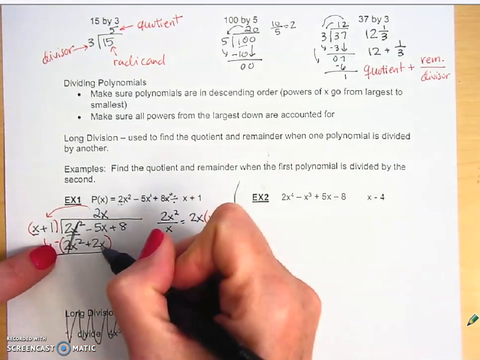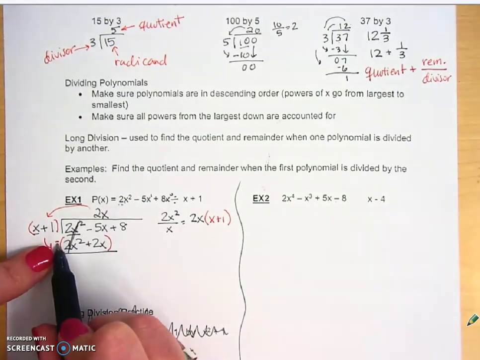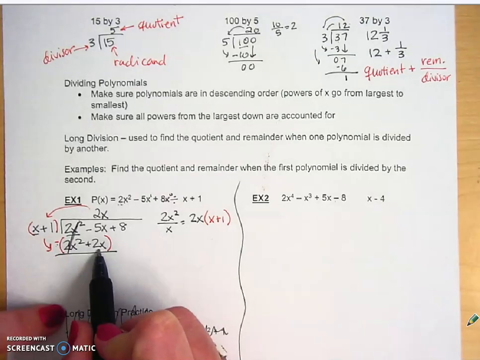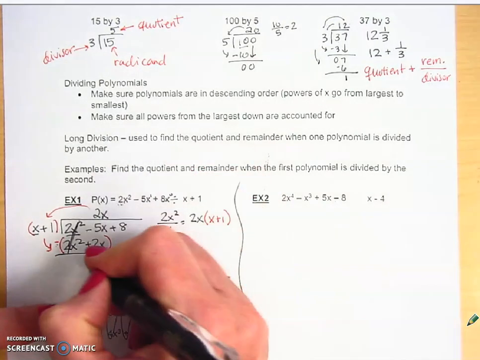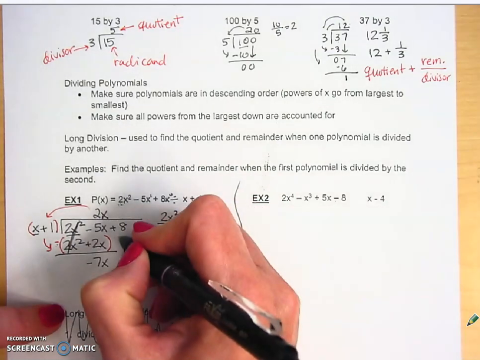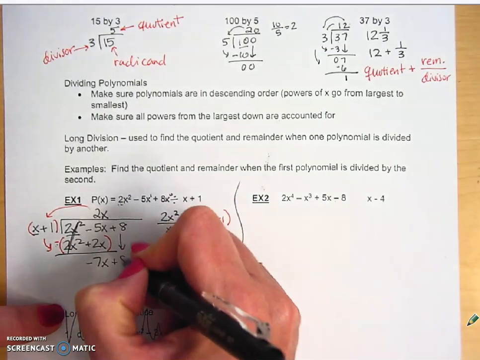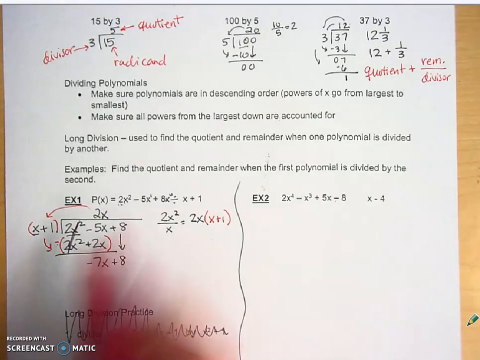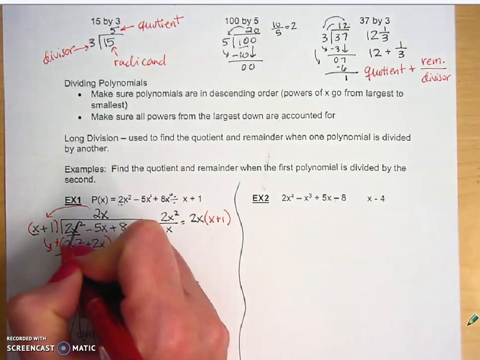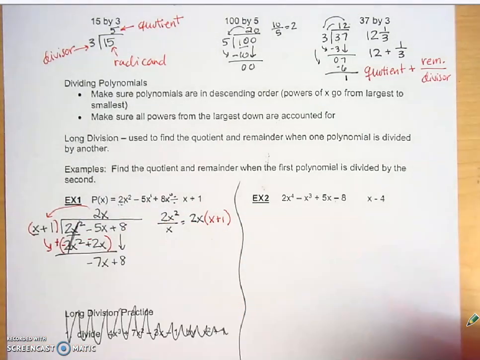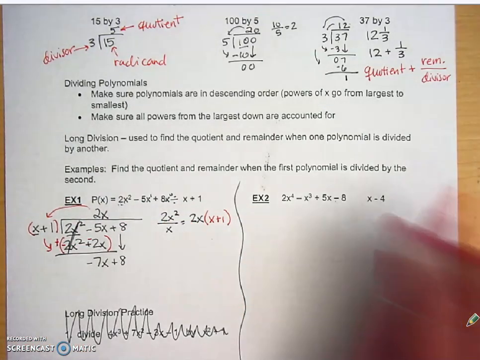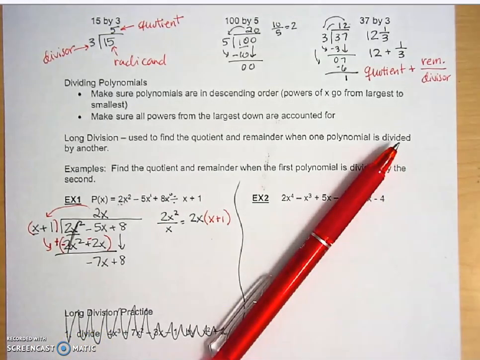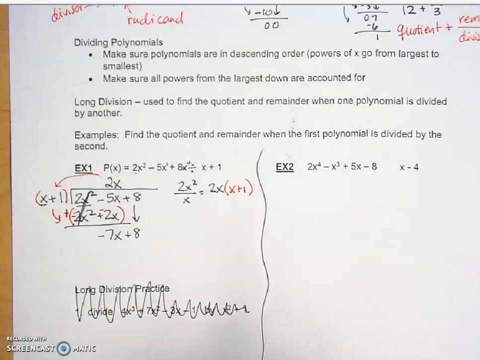So the negative 2x, so negative distributed to here is a negative 2x, with the negative 5x on top is a negative 7x. And then the next thing I do is bring down 8. So now this process starts all over again. And one thing you can do here, in this negative out front, you can change it to a plus and then change your signs inside the parentheses. And then here's where the process starts all over again.